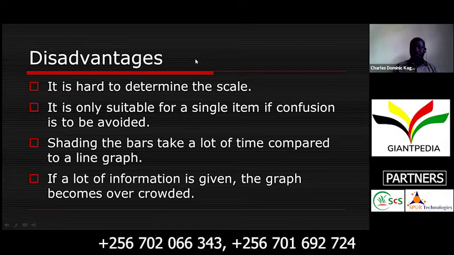For example, for cases of bar graphs, we said that you are supposed to shade them. And by aspect of that, it becomes tasking, so it may take a little bit of time. So it also becomes a disadvantage. Then the other one is that if a lot of information is given, the graph may become overcrowded. So it also becomes a disadvantage in that it may take you a lot of time to do all those things.